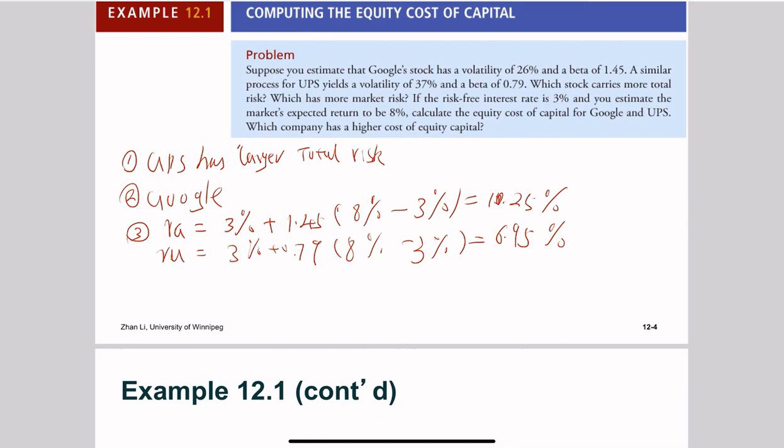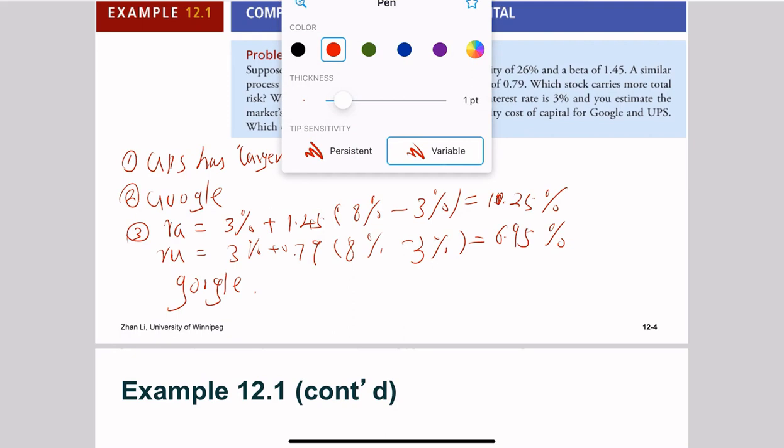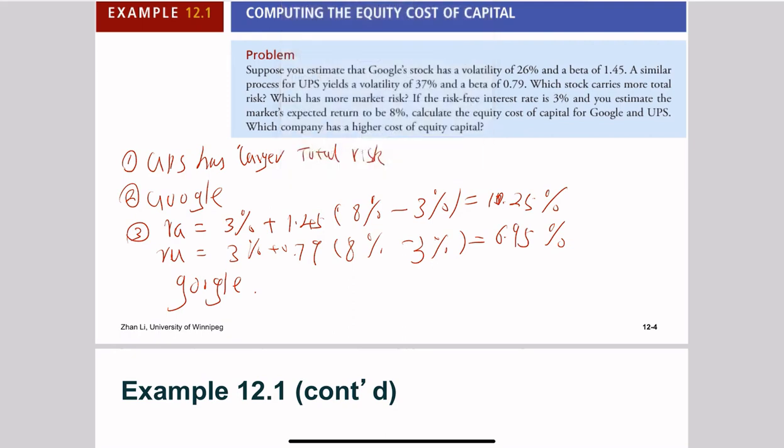Now, which firm has higher cost of equity capital? Obviously Google, right? You can see that this is not surprising. If you compare the calculation of Google's equity cost of capital and UPS's equity cost of capital, you can see this. That is, the only difference here is beta, right? So whichever has higher beta implies whichever has higher equity cost of capital, right? And Google has higher beta, so definitely Google will have higher cost of equity capital.